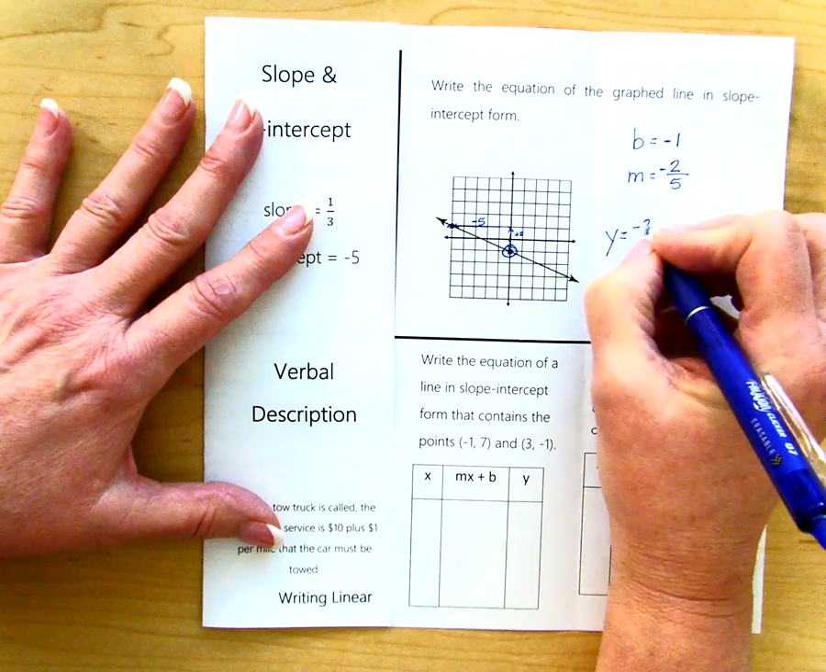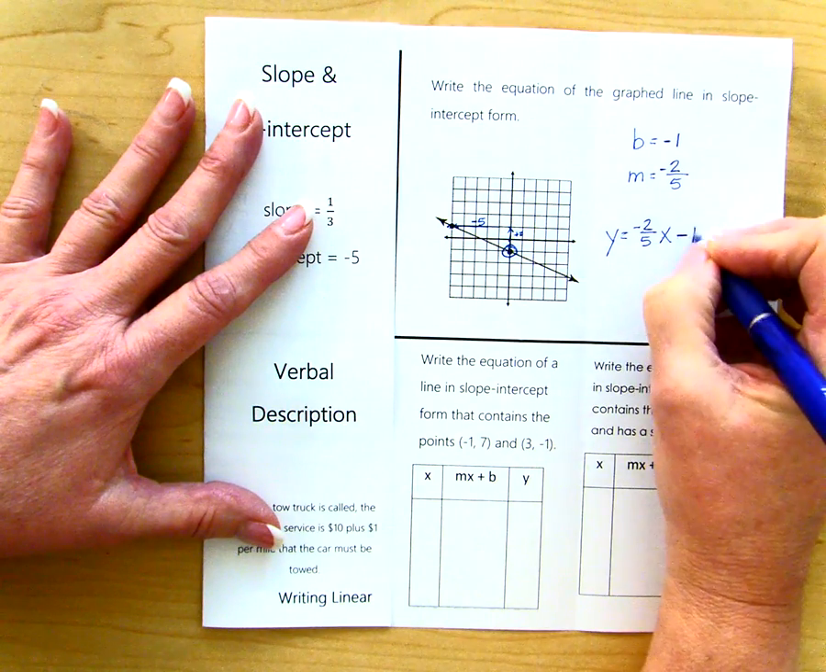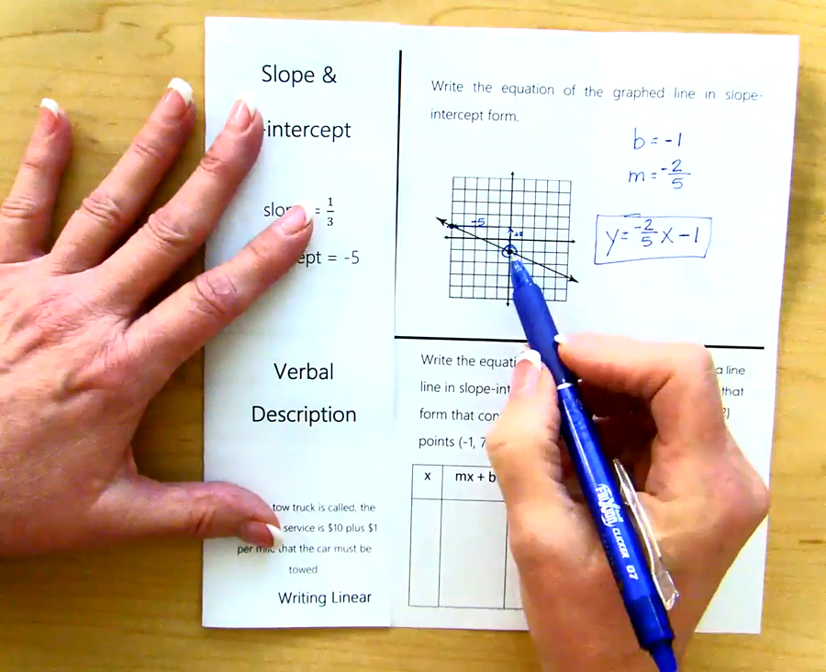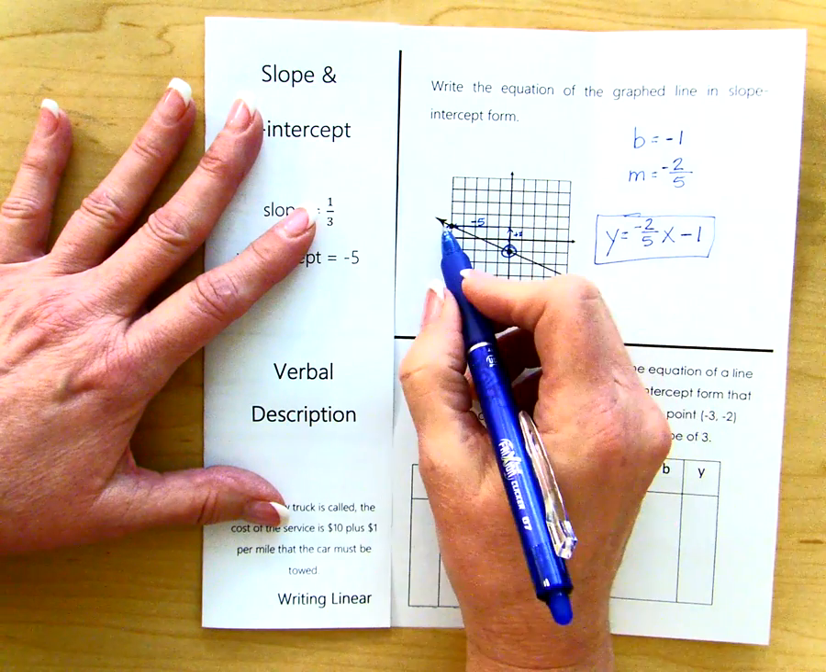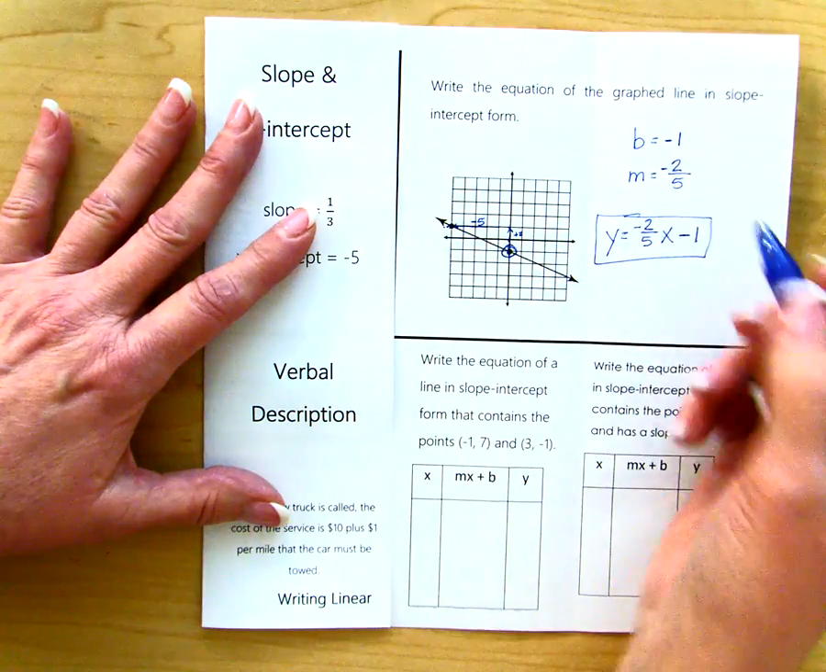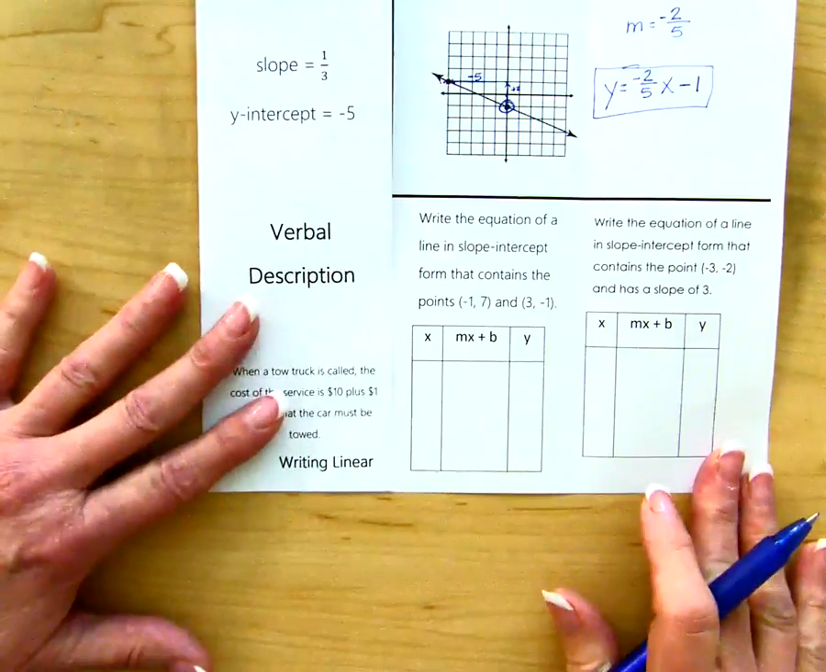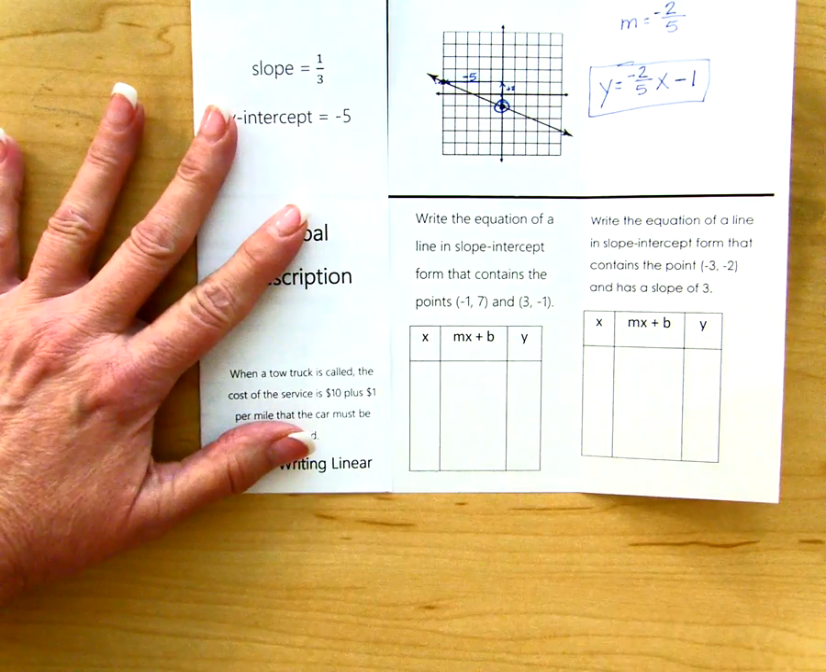Substitute our slope into the equation, substitute our y-intercept into the equation, and we are done. So again, start here at your y-intercept, then move from one point to another on the line to figure out what your slope is, and then substitute those values into the formula. Here we have 2 examples. We'll start with this one here.